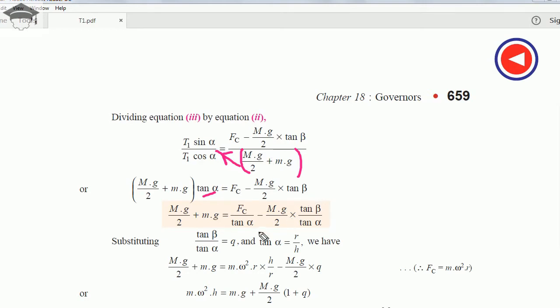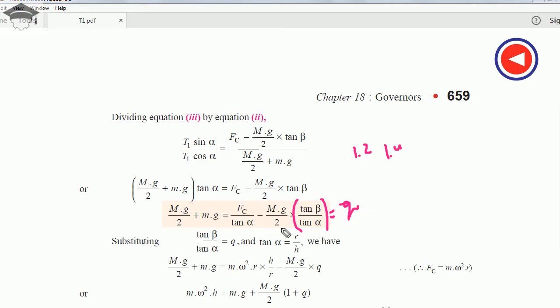Now from here we get this relation when we divide the whole by tan alpha. So tan alpha we are taking down: Fc upon tan alpha minus Mg by 2 tan beta upon tan alpha equals capital Mg by 2 plus small mg. Now consider tan beta upon tan alpha equal to some constant q, because this value will be constant for each and every value of beta and alpha. It will be some constant term like 1.2 or 1.4. So we are assuming it to be some value q.